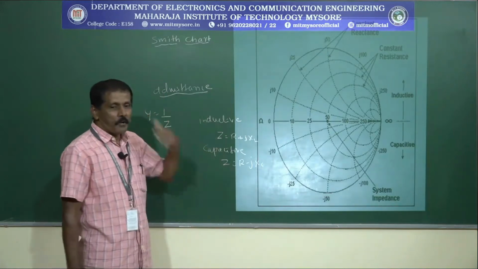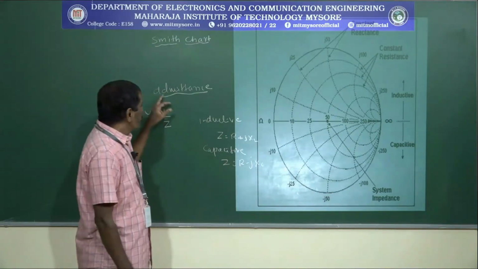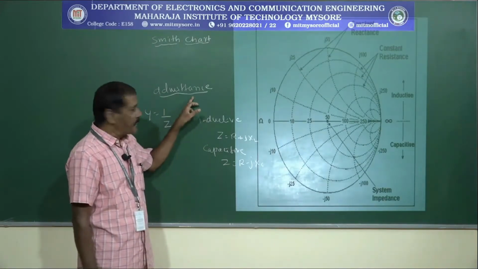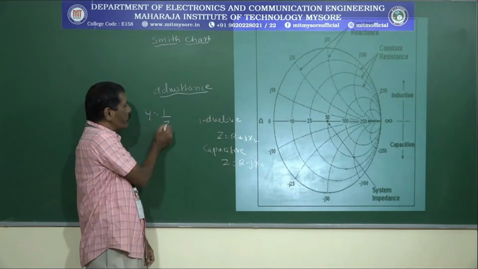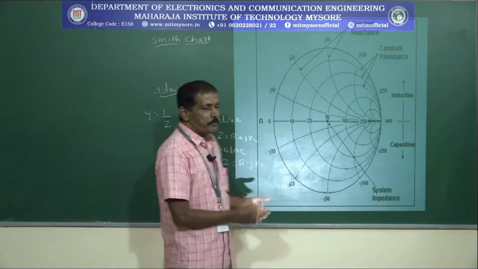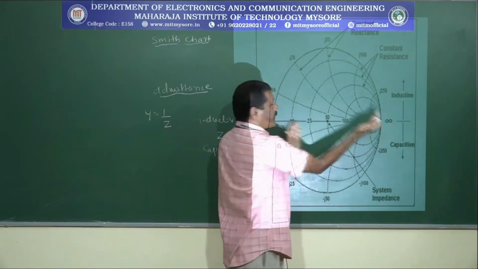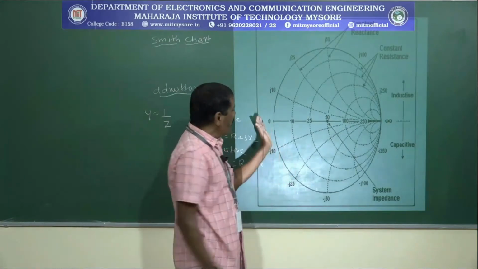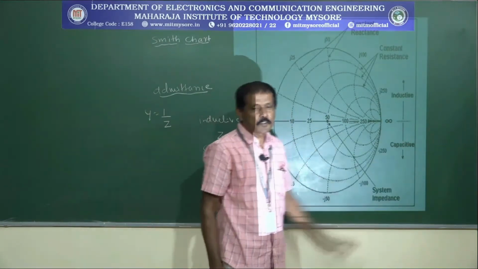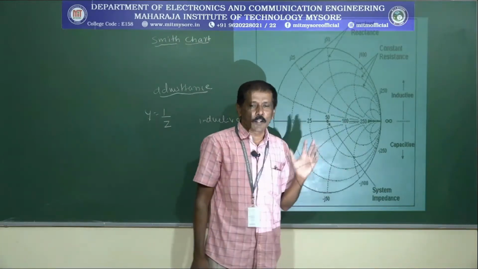Now, if you want to analyze the same transmission line in terms of admittance instead of impedance, then admittance is given by Y is equal to 1 over Z. At that point, what is done is that the entire Smith chart is turned: the right hand side you take to the left hand side, and the left hand side you take to the right hand side. And the rest of the calculation remains the same.